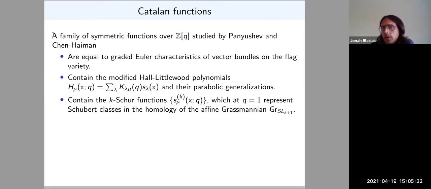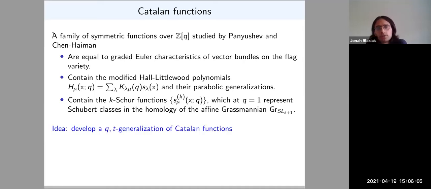They're equal to graded Euler characteristics of certain vector bundles on the flag variety. And the definition that I'll give is purely algebraic, but it's essentially the same as this description. One of our main results concerning these functions was showing that they contain as a special case the k-Schur functions. And we were able to use that to give a combinatorial formula for the Schur expansion coefficients of k-Schur functions.